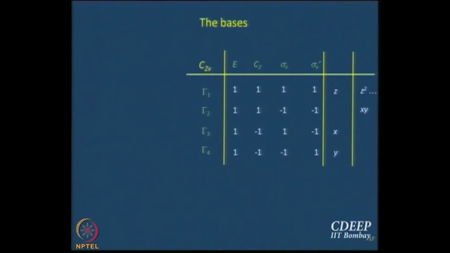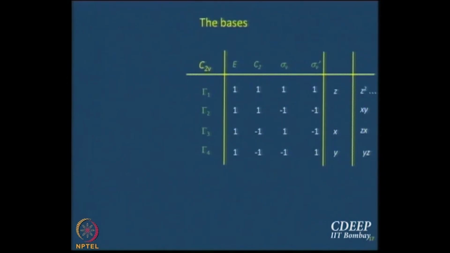See, the nice thing about z is that all characters are 1. What is easier than multiplying by 1s? So, yz will belong in this case to the same irreducible representation as y, and zx will also belong to the same symmetry species as x. Alright? Okay. So, we have now more or less completely constructed what is called the character table for C2v.